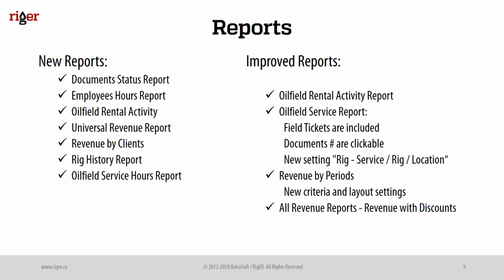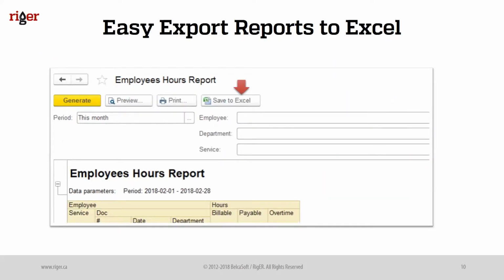So now if you use discounts in your system, in your configuration, you'll be able to see this discounted revenue in one report. We have also added a very easy and simple button, Save to Excel, which allows you to quickly, in one click, save the report from RigER to Excel and perform some adjustments in there.